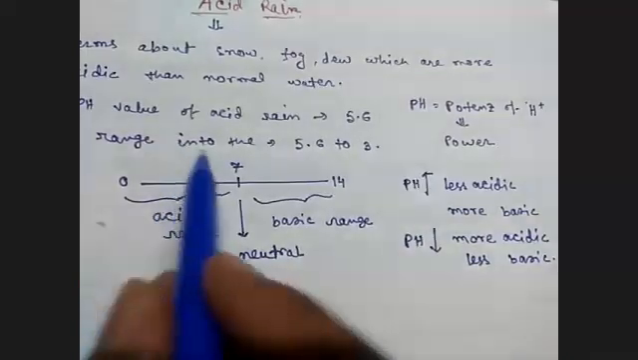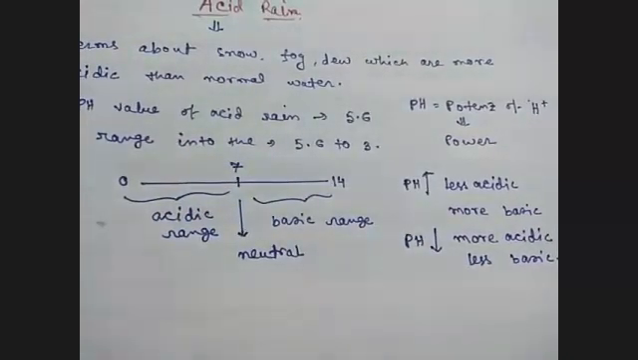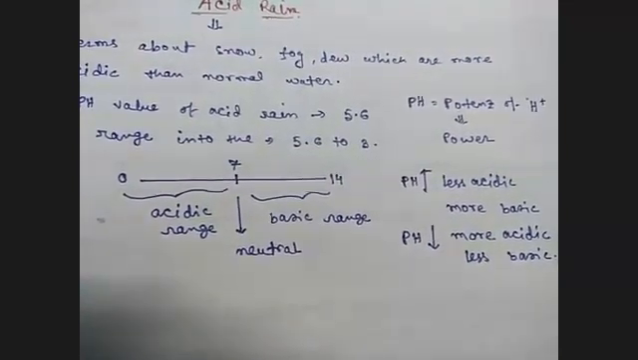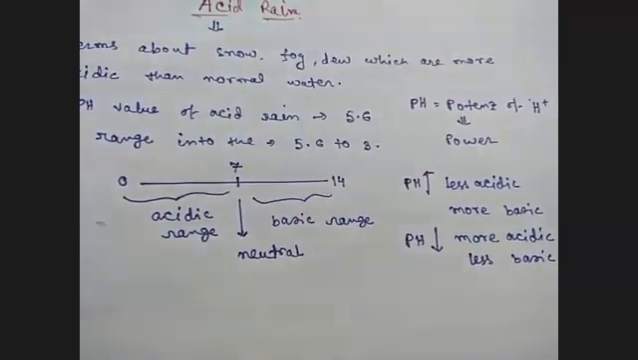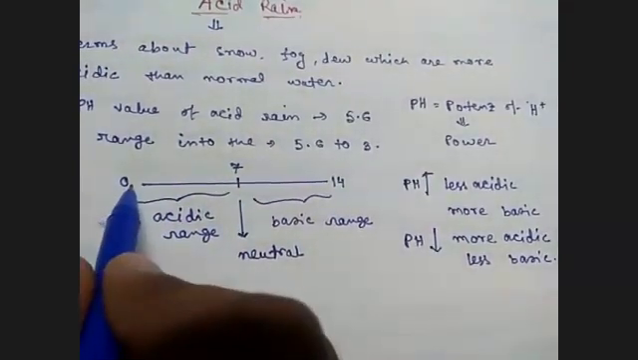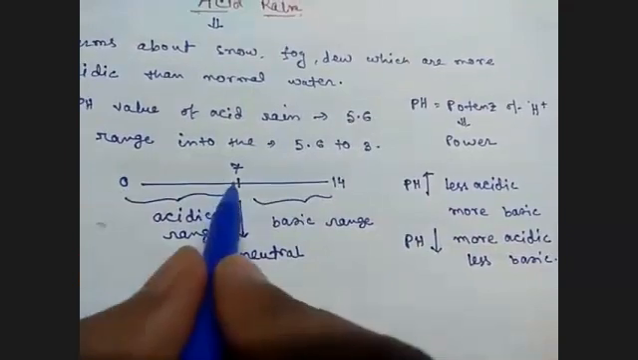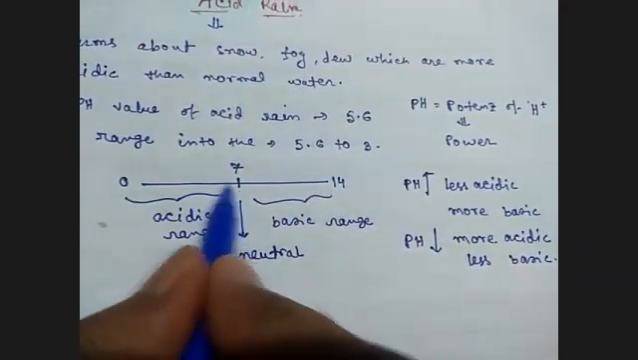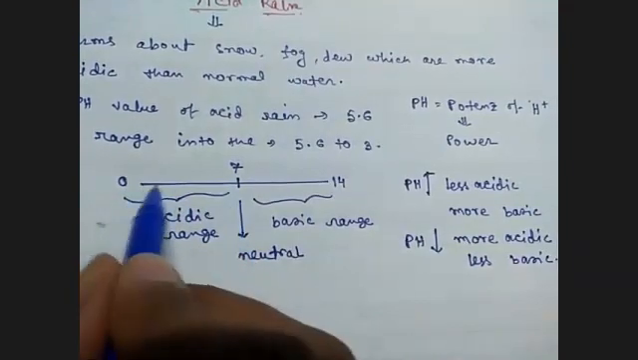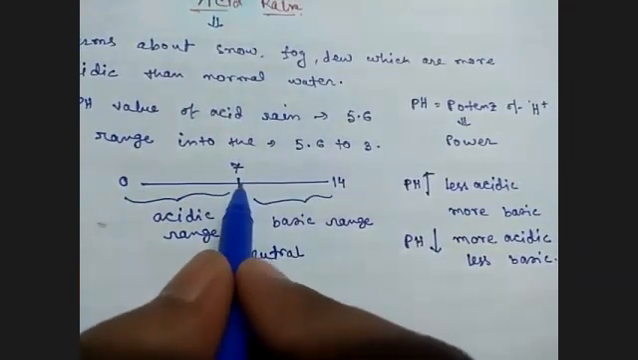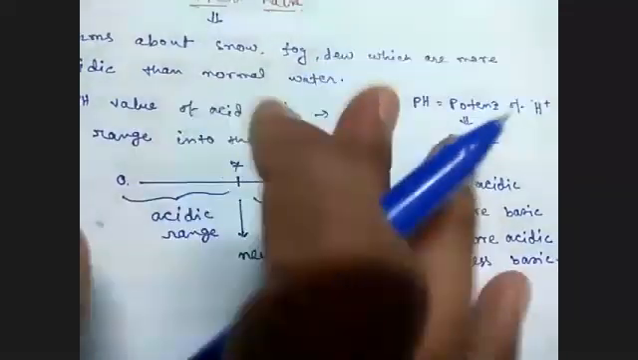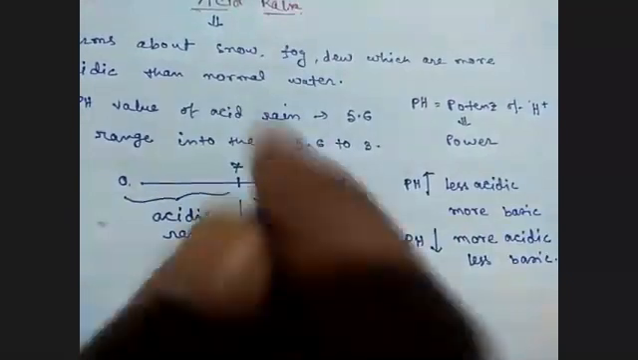Sir, when the pH is increasing from 0 to 7, it is also becoming a little less acidic, though it is in the acidic range. A pH value of 0 means more acidic, and a pH value of 7 means less acidic. If we move from 0 to 7, acidity decreases. Acidic character decreases and basic character increases. But if the value remains between 0 to 7, it is acidic, though near 7 it is less acidic.